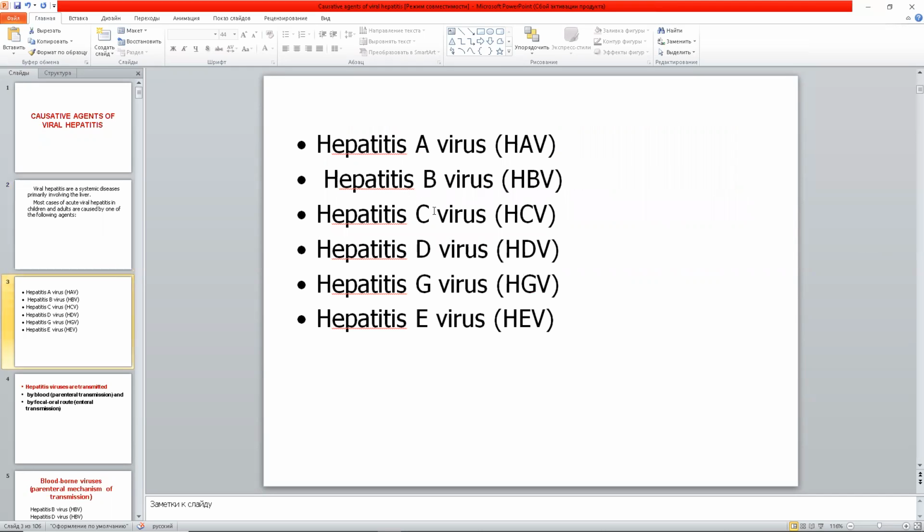hepatitis A virus, HAV, hepatitis B virus, HBV, hepatitis C virus, HCV, hepatitis D virus, HDV, hepatitis G virus, HGV, and hepatitis E virus. It was someone hepatitis F virus. Did you notice the F is missed? It was isolated once and it was not studied well, but the next virus that was isolated was named G. So maybe in future we will study hepatitis F virus.